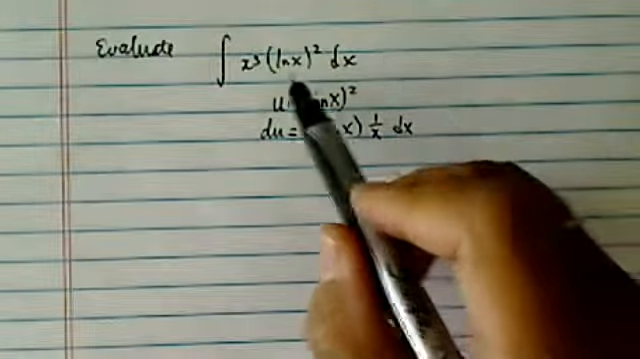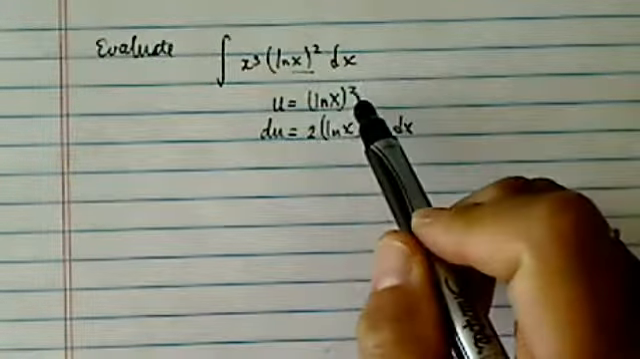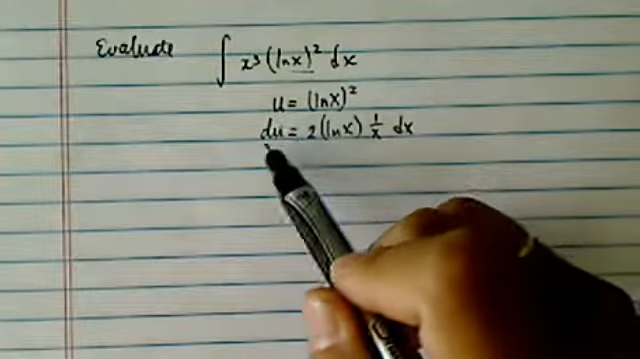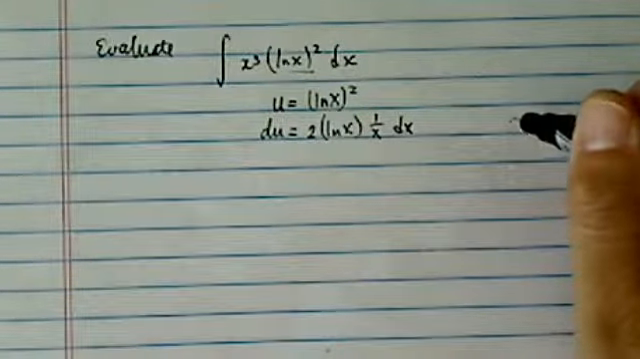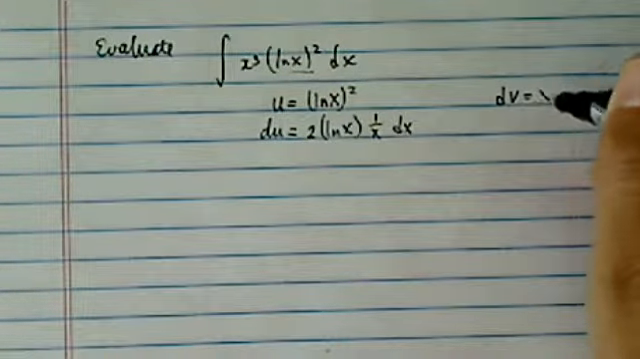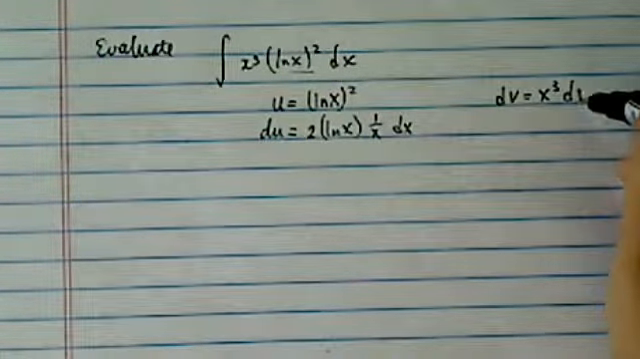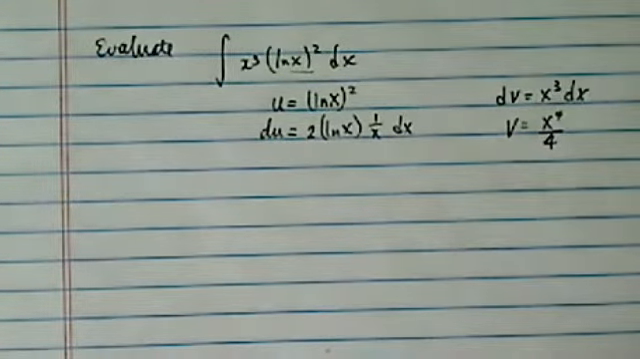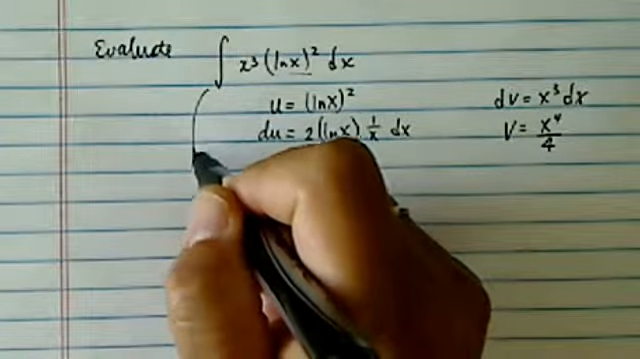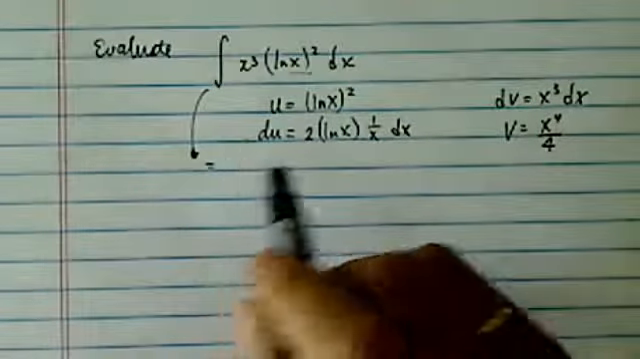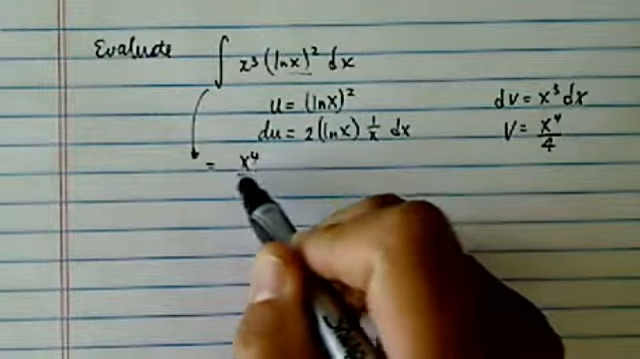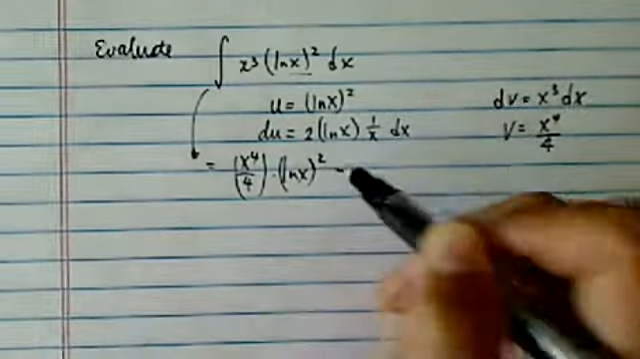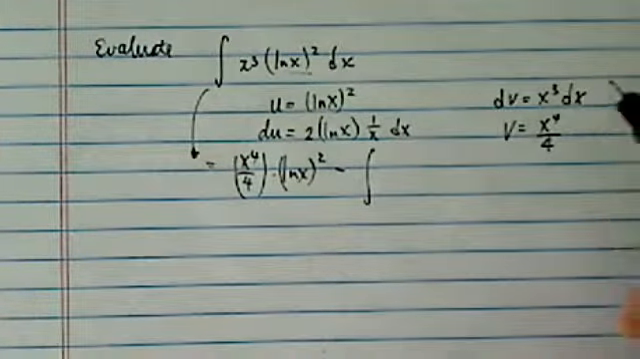What I had done here is I substitute u equal to natural log of x squared, and using chain rule taking derivative. And then what I left here, then dv is x cubed dx, and then v is equal to x to the fourth divided by 4. Okay, now integration by parts says it's uv, which is x to the fourth divided by 4 times natural log of x squared, minus v du. Let's plug everything in there.